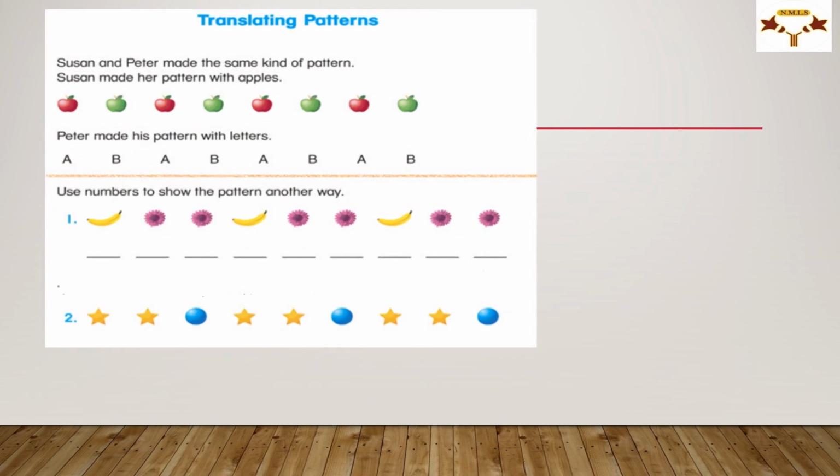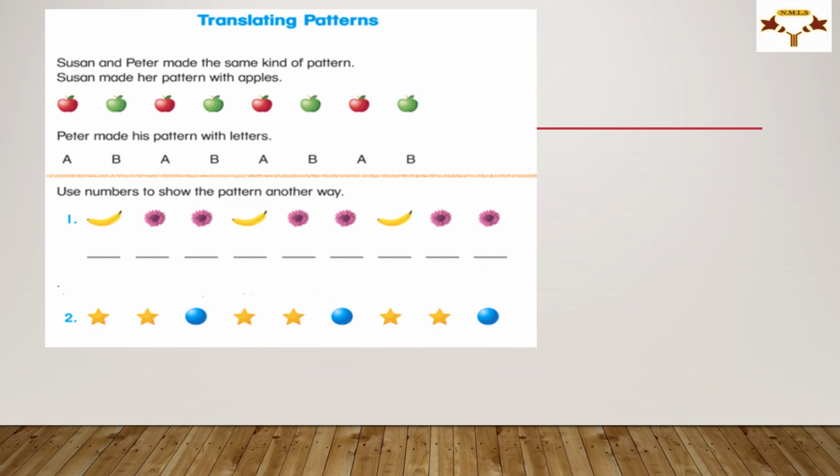Extension 3. So here we have this picture. We're going to translate this pattern. This pattern has pictures, has shapes. So we're going to translate it to numbers.